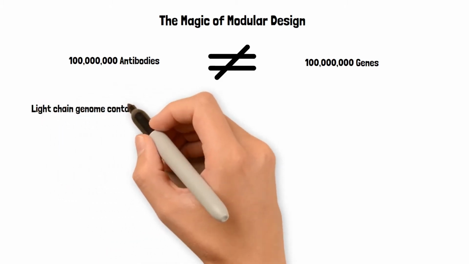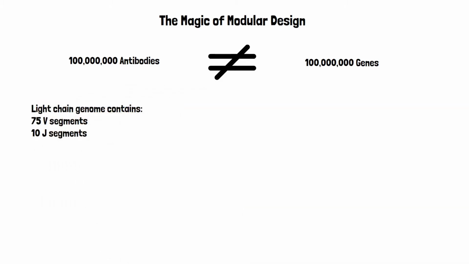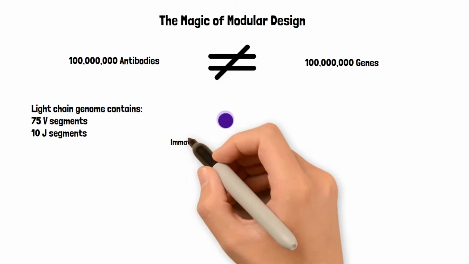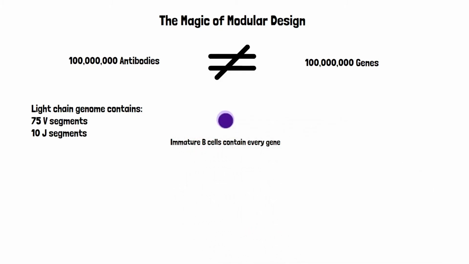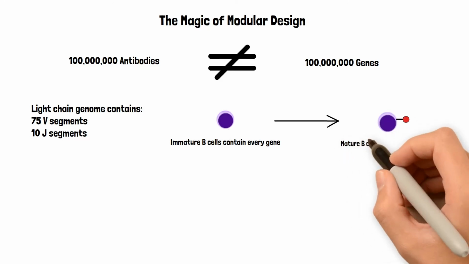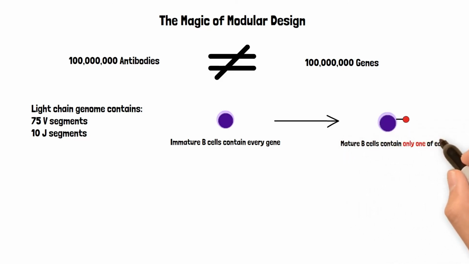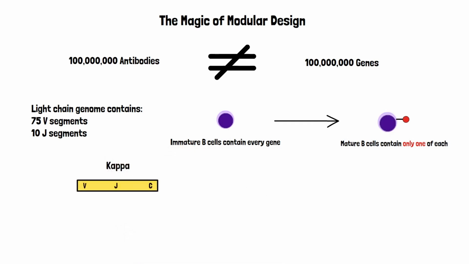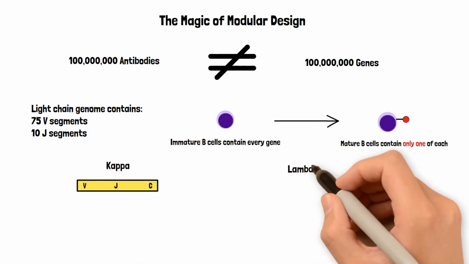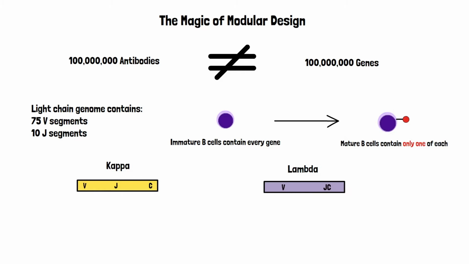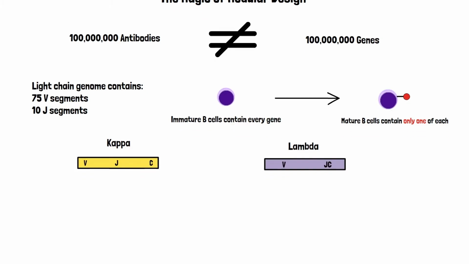In the human genome for the light chains, there are around 75 different V segments and 10 different J segments. To produce a heavy chain, you need a V, D, J, and C molecule. An immature B cell contains all the DNA modules, but when it links with an antigen, the mature B cell only contains one gene segment for each piece. For the light chains, kappa chains contain modules for the V, J, and C segments, while the lambda chains have J and C segments.